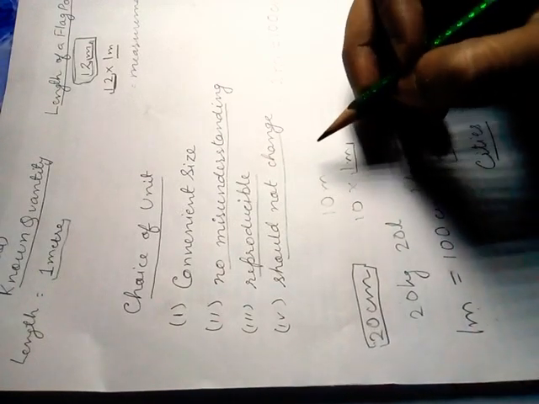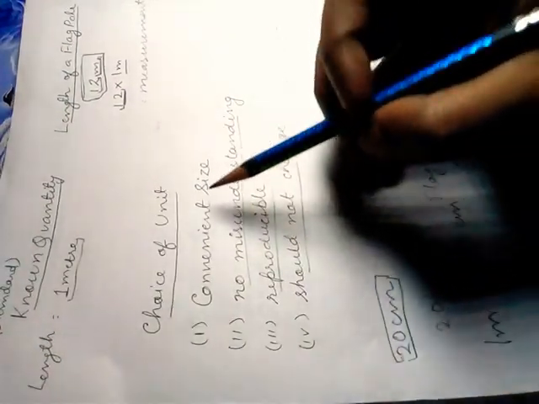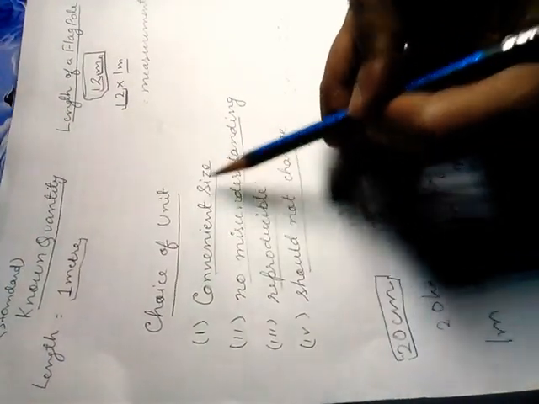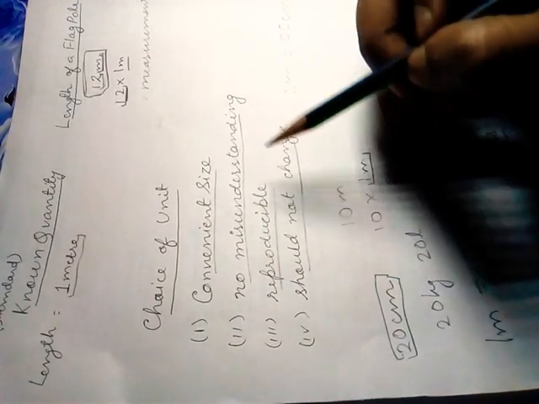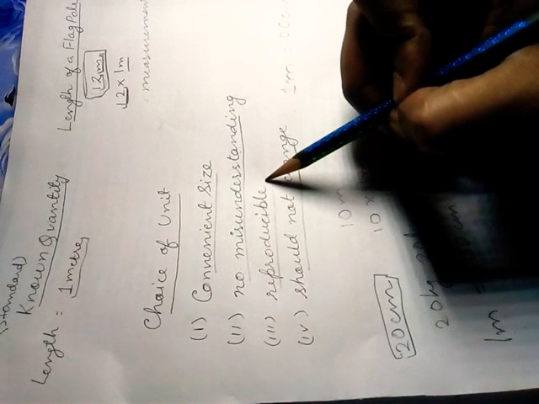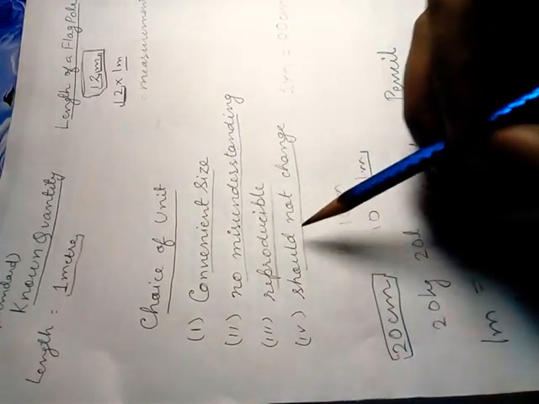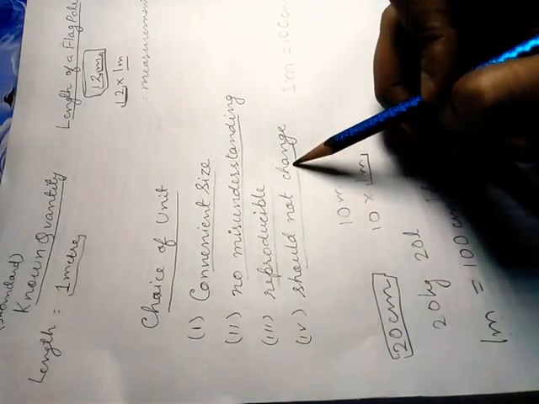So what are the 4 choices of units? The size should be convenient. There should be no ambiguity or misunderstanding. It should be reproducible into different forms of units, and it should not change with space and time.